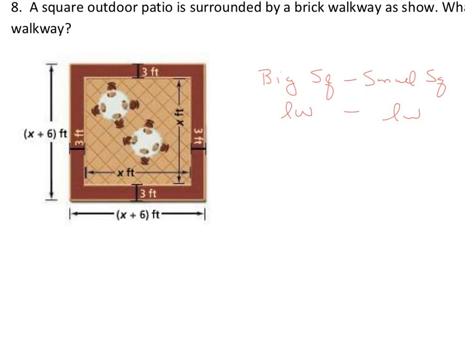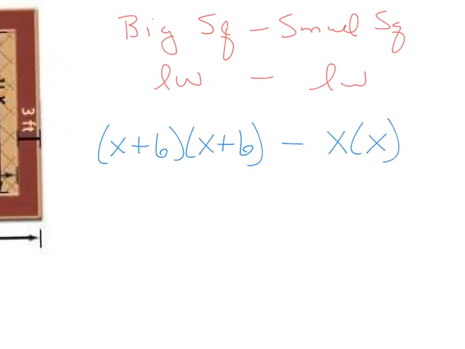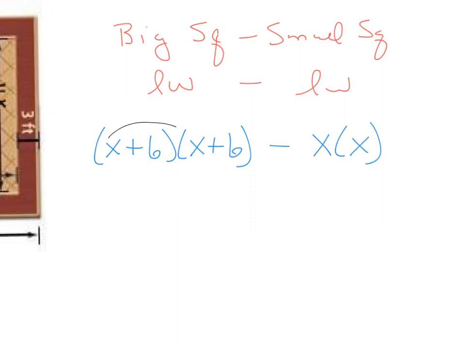All right, so now I'm going to go ahead and do x plus 6 times x plus 6, right? My big outside square. So what's my big outside square? X plus 6 and x plus 6. And I'm going to subtract the little guy. So what's the little guy? Well, look right here. Here are their dimensions. X by x. So I'm going to have x times x here. Okay? So now, to go ahead and solve this, I am going to have to go ahead and FOIL this out. So I'm going to get x squared plus 6x plus 6x plus 36.